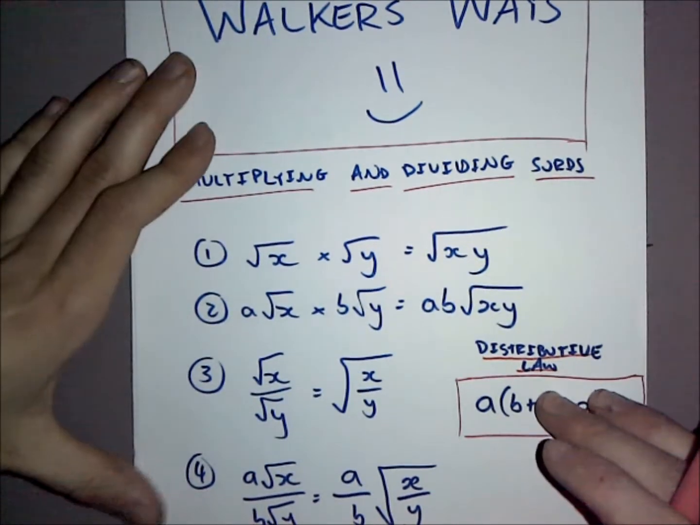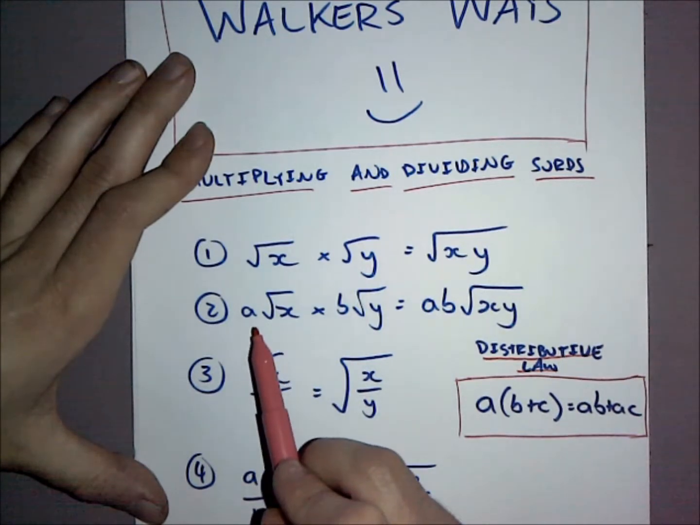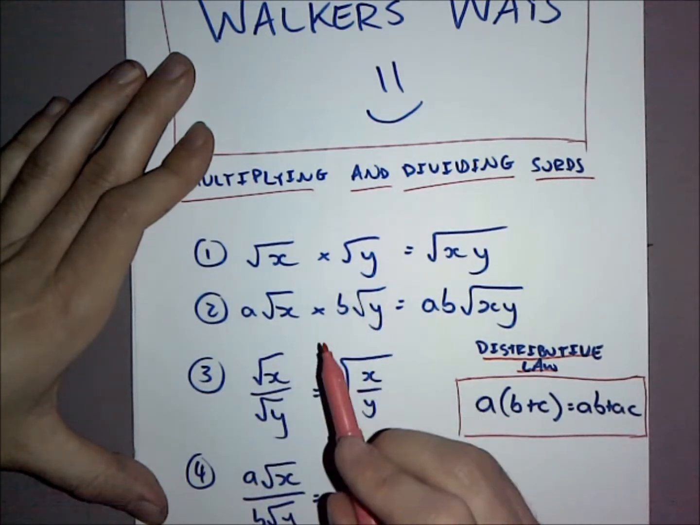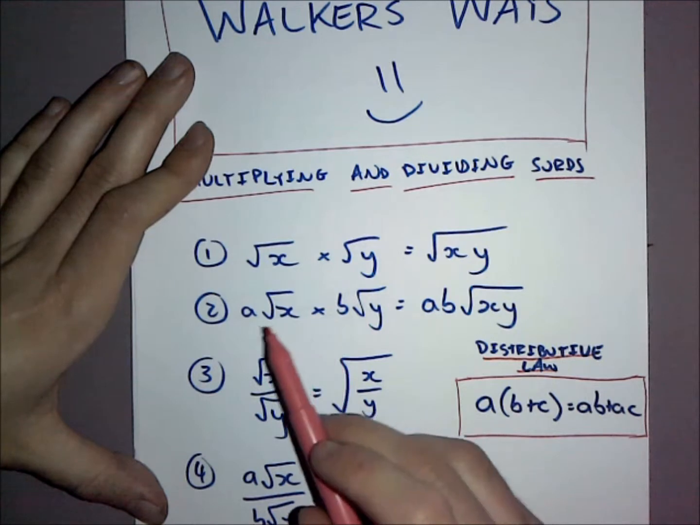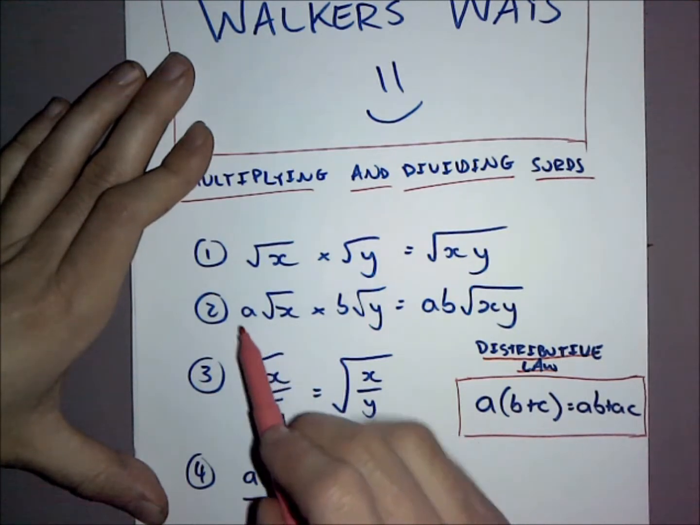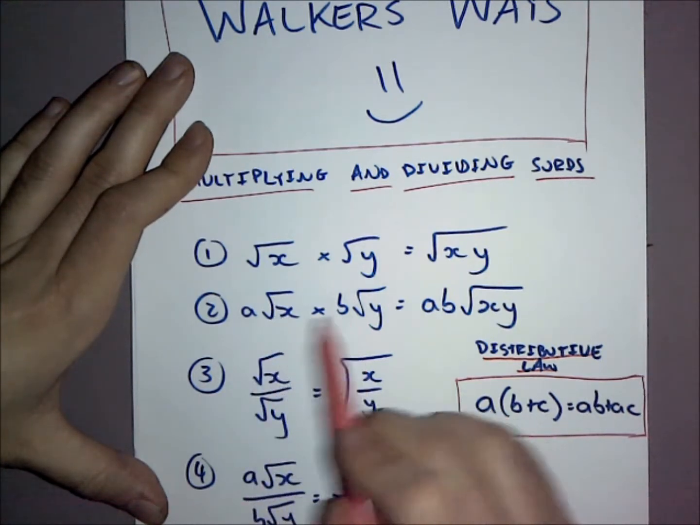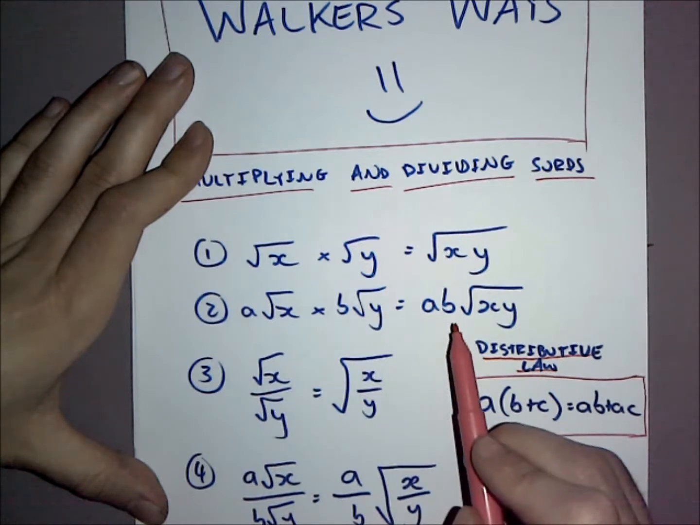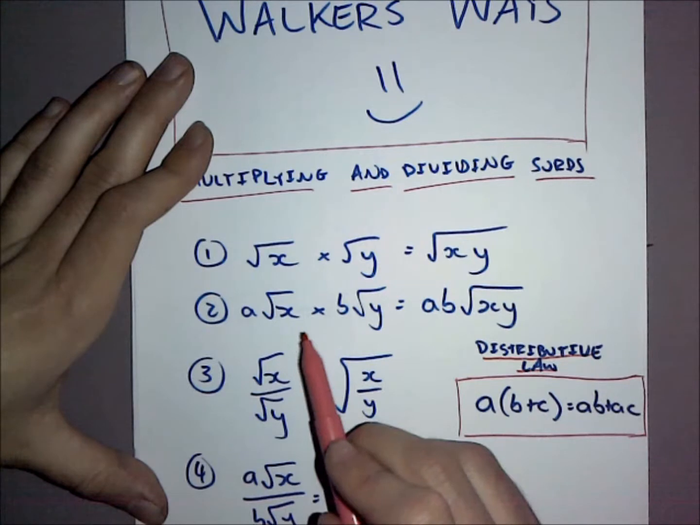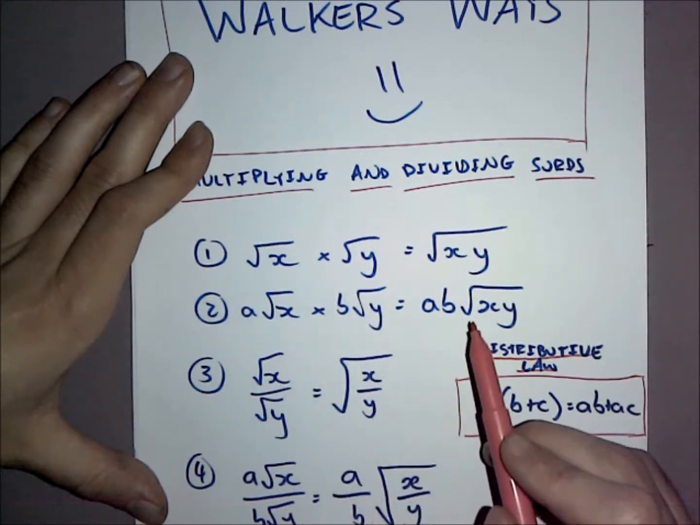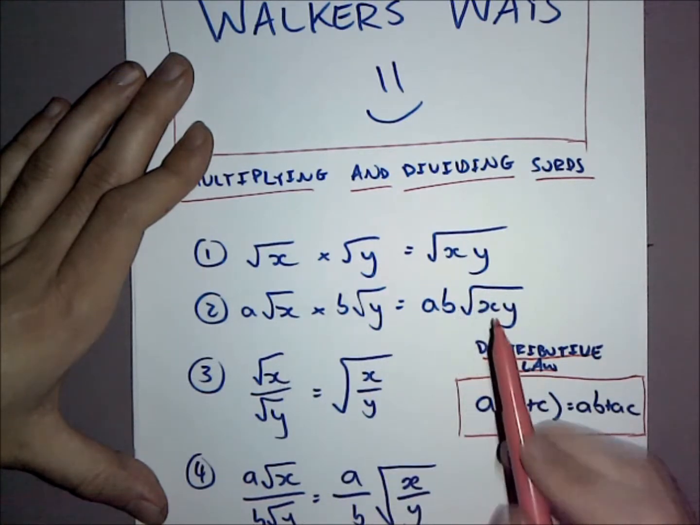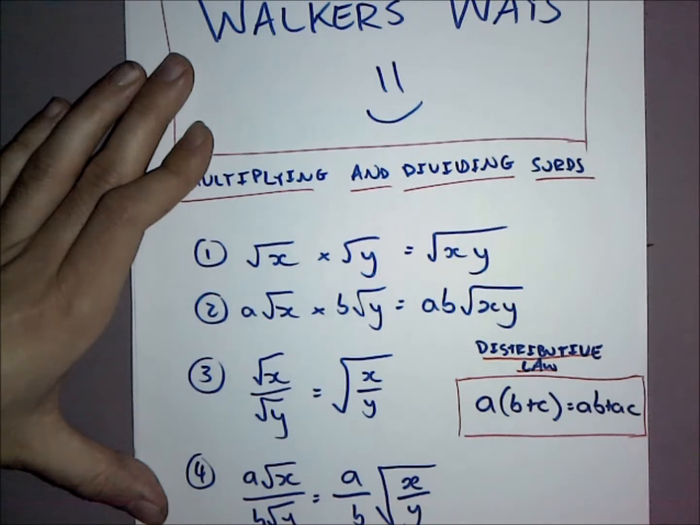Now sometimes you will have coefficients in front of those two surds. Now the way that I do it is, the first thing I do is I multiply your two coefficients. So I would multiply the a and b together. So a times b gives you ab. And then you just multiply the two numbers under the square root like you did in the last one. So square root of x times square root of y is the square root of x times y again.